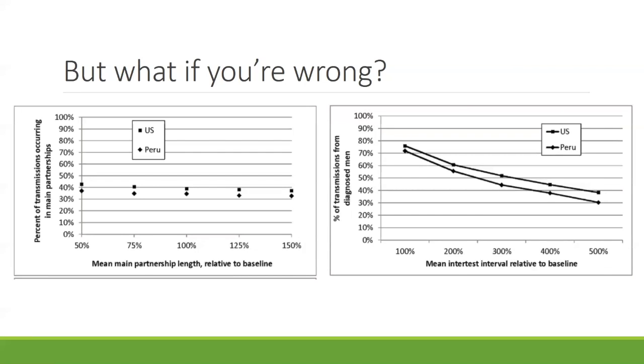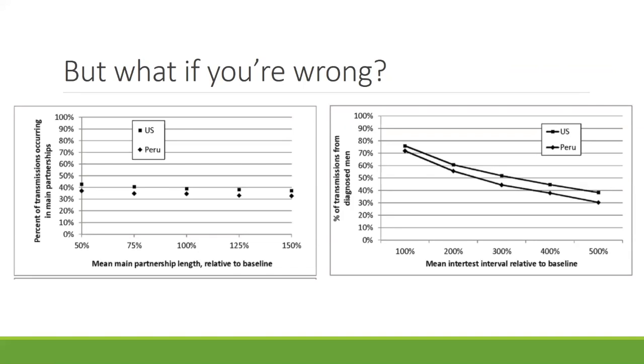So in this case, we're looking at, in terms of the role of main partnerships, percent of transmissions occurring within, what happens if we're wrong about how long these partnerships last. Right? So this is what we reported. If they're actually half as long as we thought versus half again as long as we put in, how much does that change that contribution? And in this case, it's not a whole heck of a lot, right? They're still basically the same ballpark. Over here, it's a little bit more of a story.